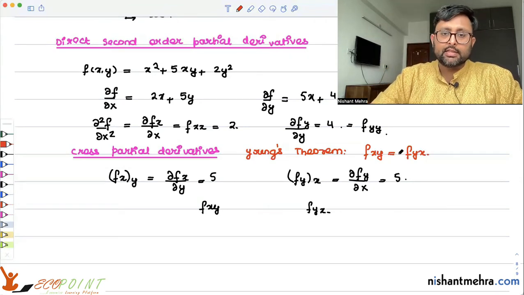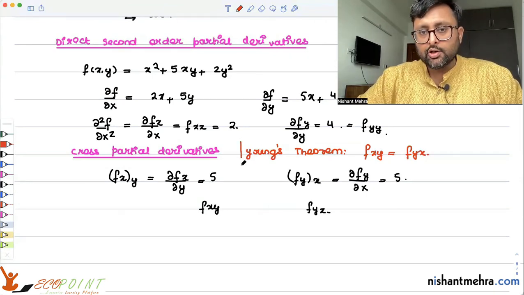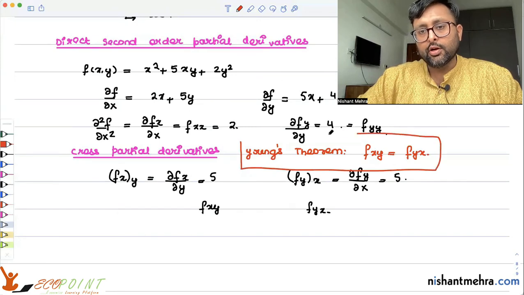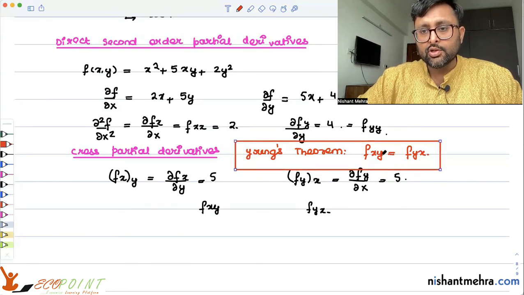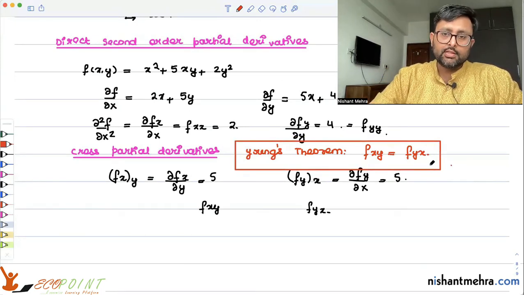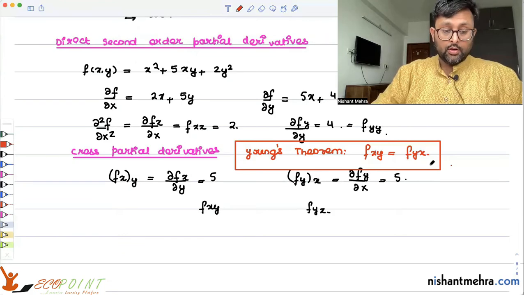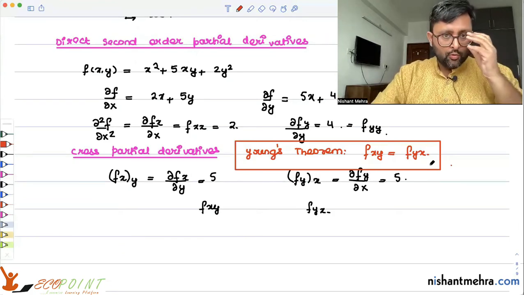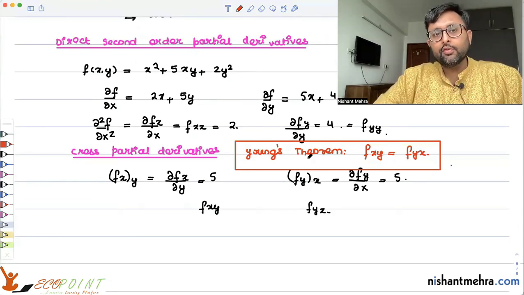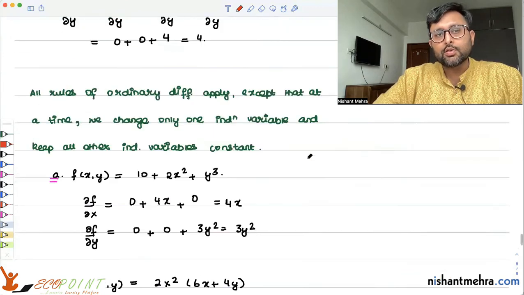Just keep this thing in hand. That is what Young's theorem is telling you. I'm not getting into detail about this right now. This is enough for us. Young's theorem says fxy equals fyx. That is the cross partial derivatives. They are equal. So this is one of the very basic recordings in which we've talked about functions of several variables.